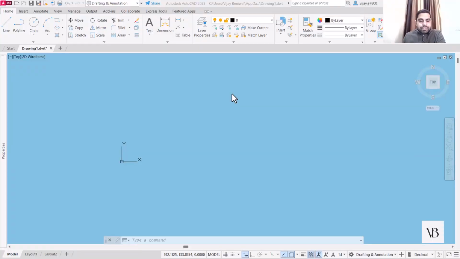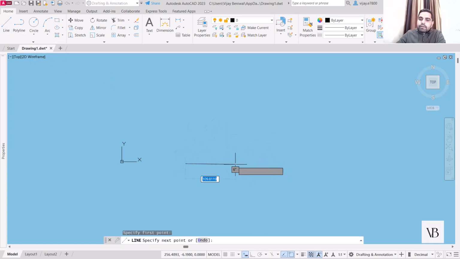Now in this video we are going to learn about two very important taskbar items. One of them is ortho mode, another one is polar tracking. To explain these two things, I'm going to select a line. So select line, start from any point and just take a look.